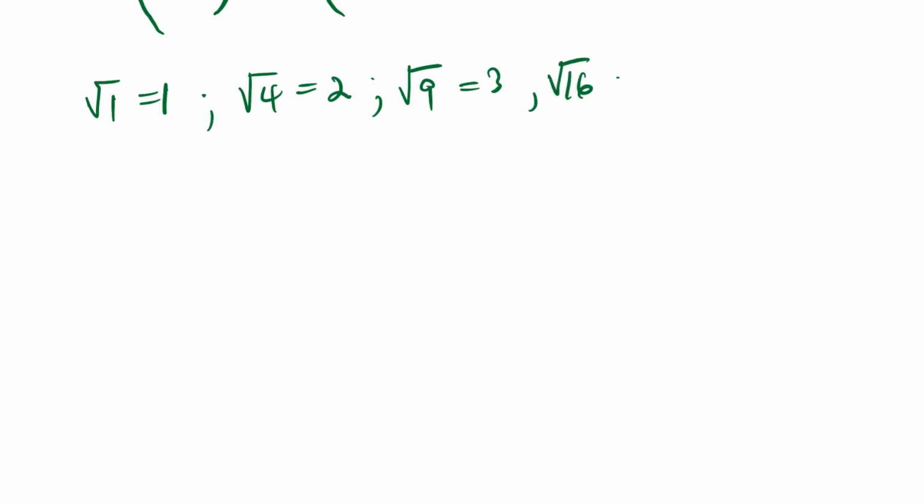Let's go to square roots now. We know the square root of 1 is 1. The square root of 4 is 2. The square root of 9 is 3. The square root of 16 is 4. And so forth and so forth. The square root of 36 is 6, right? Okay. Let's go to the cube roots.